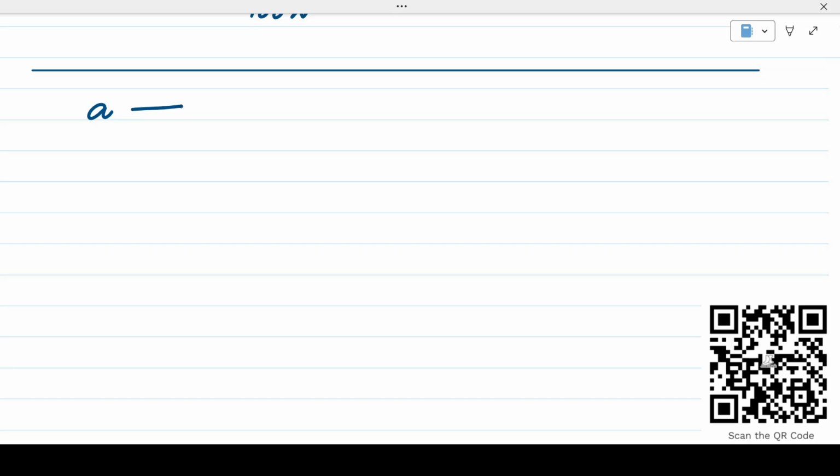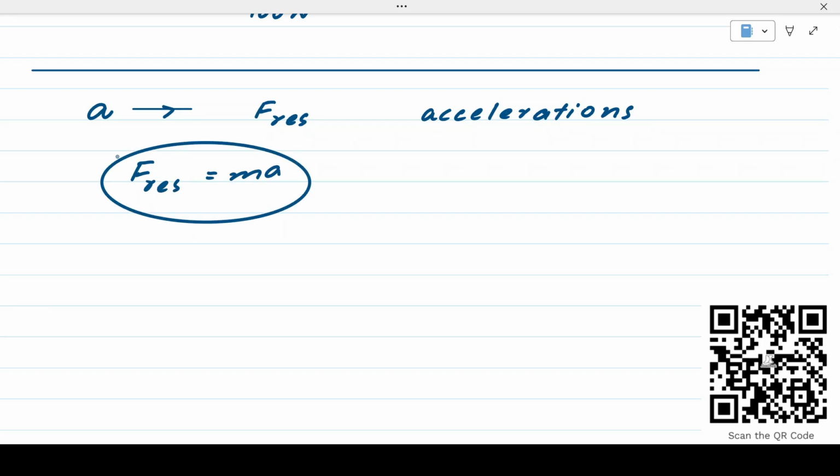If in any question they tell you that the object is accelerating, the acceleration is there, or the forces are unbalanced, or the object has a resultant force, primarily the object accelerates, it means you'll have to use the very first equation, F resultant equals ma. Just write it every time you see that there is acceleration, the forces are unbalanced, there is resultant force.